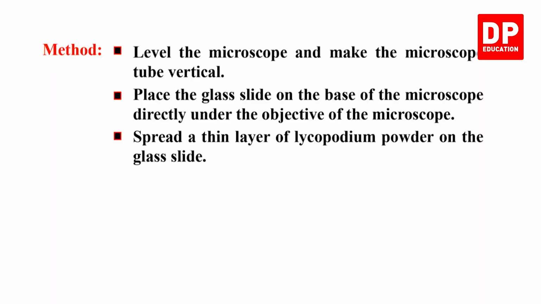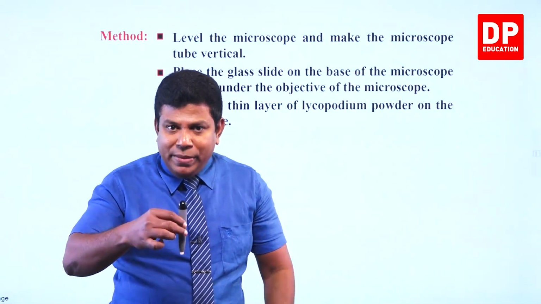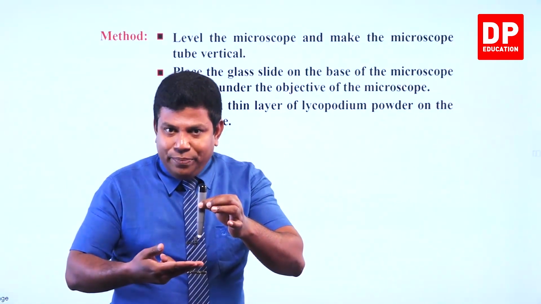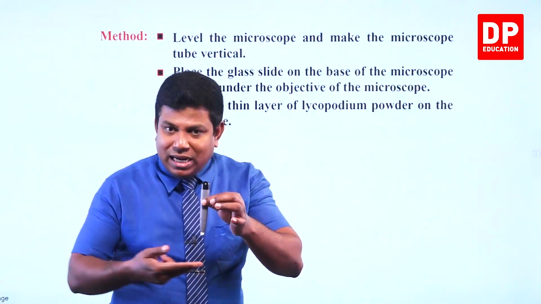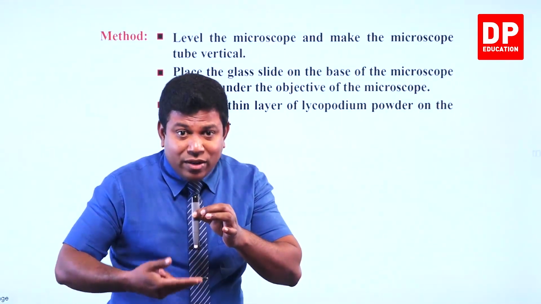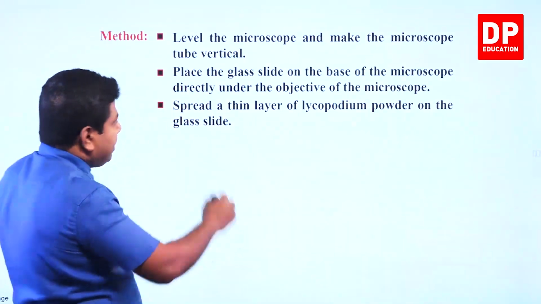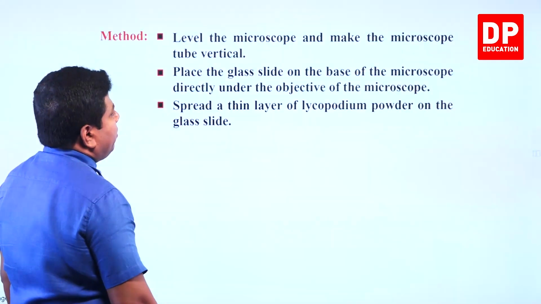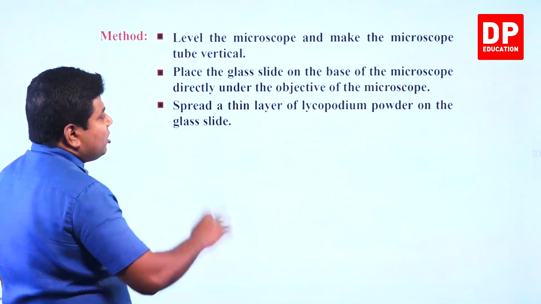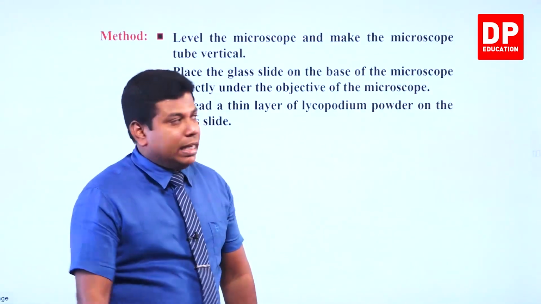Then what you do? Place the glass slide on the base of the microscope directly under the objective of the microscope. I will show you what is objective, what is eyepiece and all that. So, after you turn the microscope tube vertically, then you bring a glass slide with lycopodium powder on that. We are going to keep the glass slide and then we are going to spread some lycopodium powder on the glass slide so that we can focus the microscope on the lycopodium powder. Spread a thin layer of lycopodium powder on the glass slide.